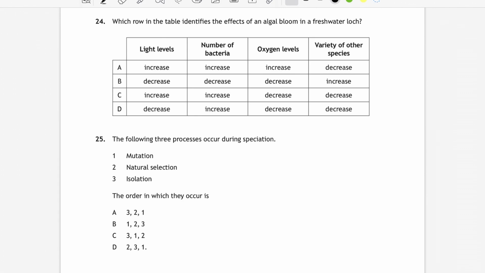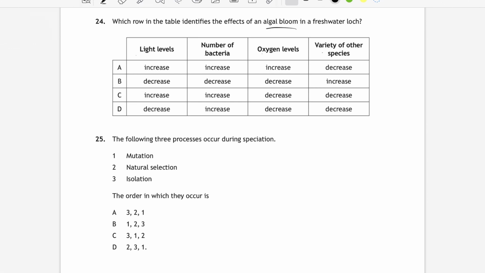Question number 24. Which row in the table identifies the effects of an algal bloom in a freshwater loch? So we've got A, B, C, and D, and have a work through it. Pause the video, see how you get on. Okay, so we've got A, B, C, and D for question number 24. So light levels, we've got algal bloom. So we're looking at light levels, number of bacteria, oxygen levels, and a variety of other species.